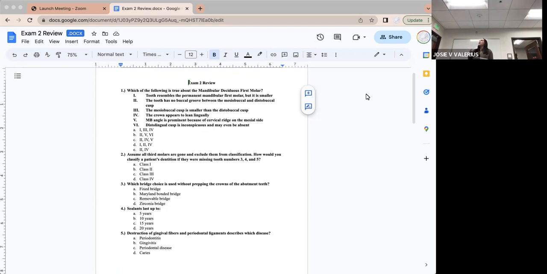Which of the following is true about the mandibular deciduous first molar? So, when you guys read mandibular deciduous first molar, does anything pop out in your brain?